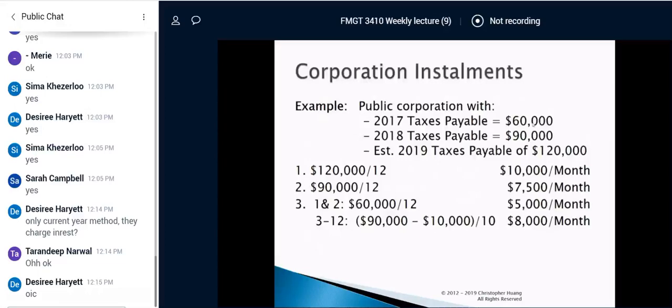In the combo method, you take your $60,000 over 12, that's $5,000 a month for the first 2 months of the year. Then for payments 3 to 12, 2018, $90,000 was owing, less your $10,000, divide that by 10, now it's $8,000 a month for the last 10 payments in the year. And again, the total amount you're going to pay under the combo method is $90,000, same as the preceding year method, okay? Does that make sense?